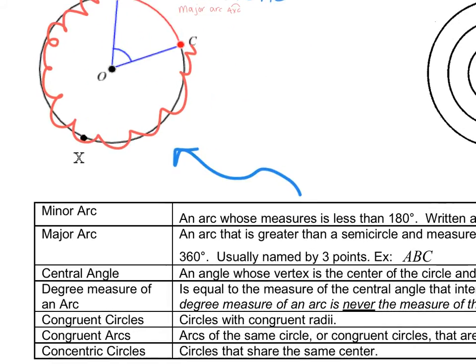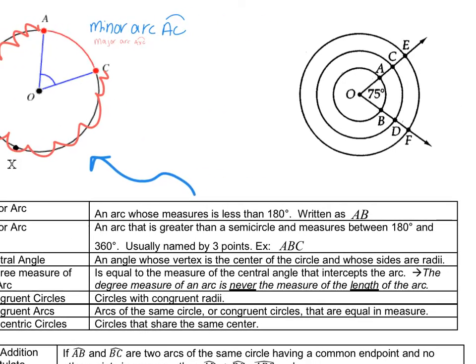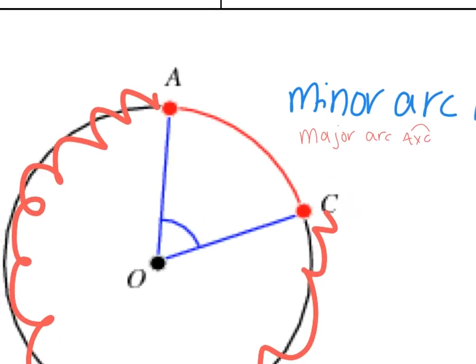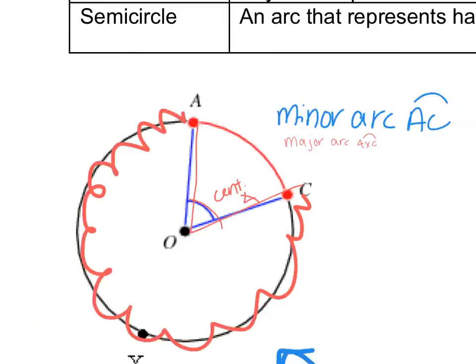Major arc AXC. Your central angle is an angle whose vertex is the center of the circle and whose sides are the radii. So for instance, in this visual, angle AOC is your central angle because it goes through the center.